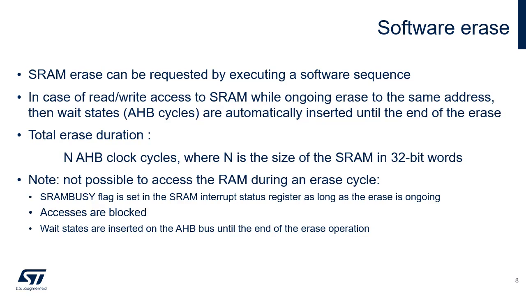Erasure of SRAM arrays can be requested by executing a software sequence based on keys that have to be written to key registers. The SRAM busy flag is set in the related SRAM interrupt status register as long as the erase is ongoing. The total duration of each SRAM erase is equal to n AHB clock cycles, where n is the size of the SRAM in 32-bit word units. If the SRAM is read or written while an erase is ongoing, wait states are inserted on the AHB bus until the end of the erase operation.